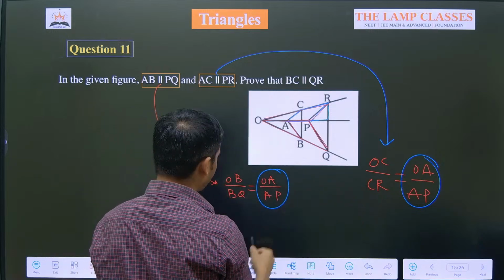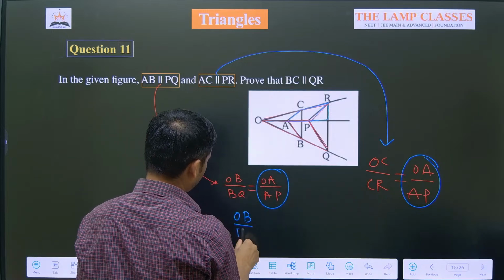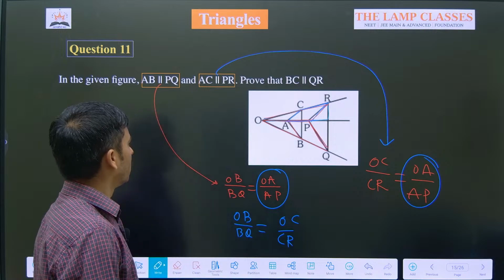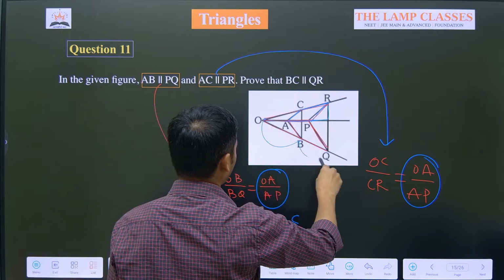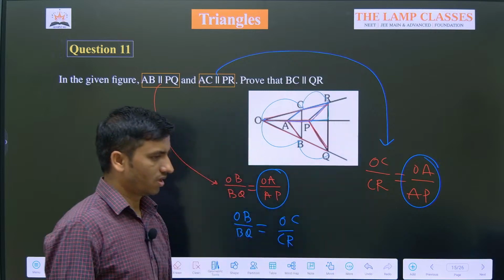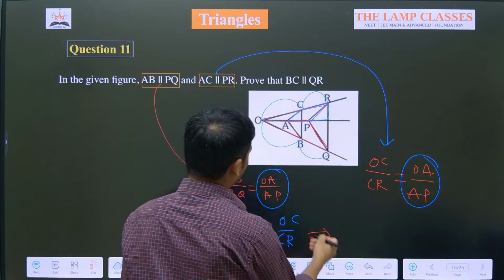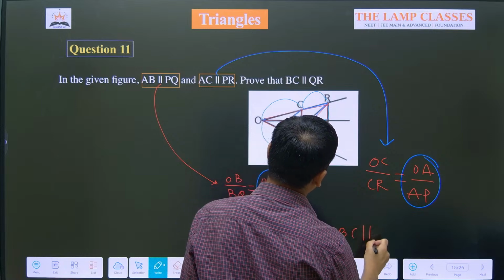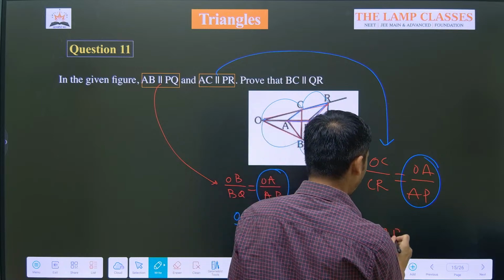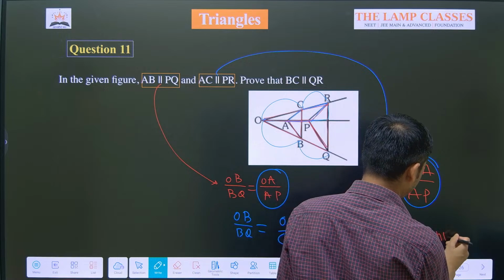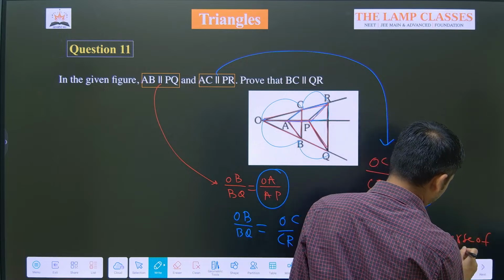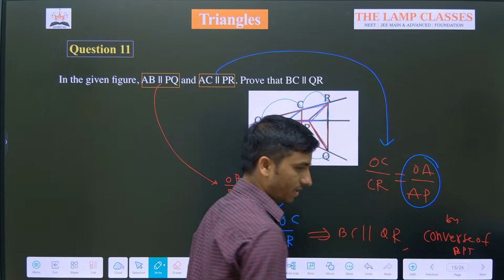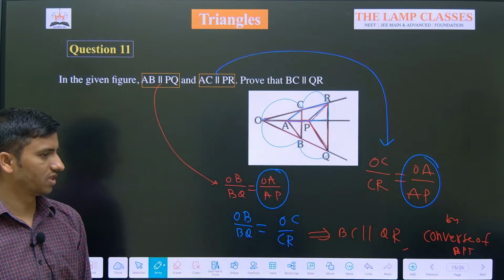So by both of them we can say OB upon BQ is equal to OC upon CR, right? That means we are able to say this ratio upon this ratio is equal to this ratio upon this ratio. So by converse of BPT now, can we say that this and this must be parallel? That means BC must be parallel to QR by converse of BPT. I did skip the step, but I told you how to write this explanation, na? By converse of BPT.